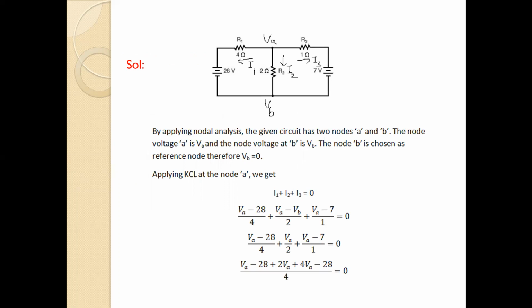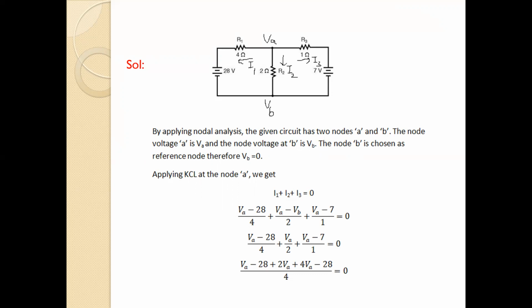Let us see what is what. First, we have to identify the nodes which we have already marked, VA and VB. Then the currents which are flowing through the circuit, I1, I2, and I3, are noted. By applying nodal analysis, the given circuit has two nodes, A and B. The node voltage is VA and the node voltage for B is VB. B is chosen as reference, so we can write VB is equal to V reference is equal to 0. So VB is equal to 0.